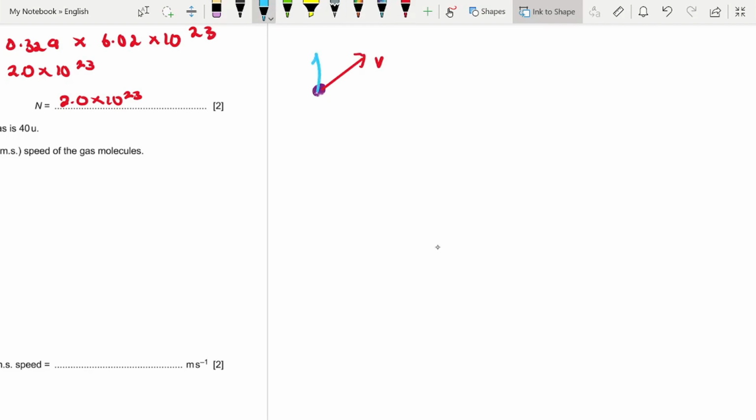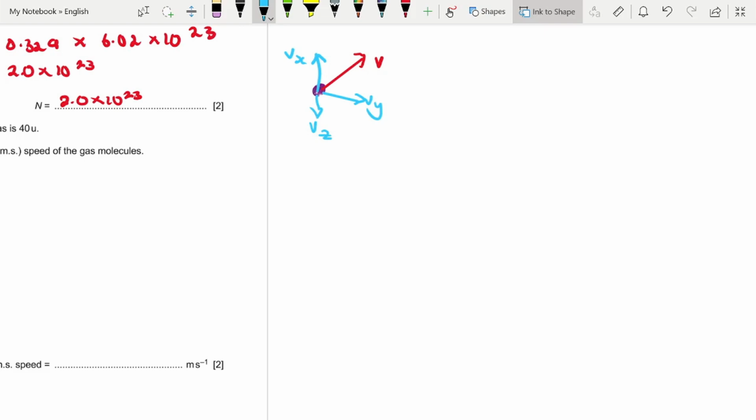These can be a component in the y, a component in the x, and a component in the z. Remember, this is a 3D thing. 3D means it can move in the x, move in the y, move in the z. I want you to grasp that concept.